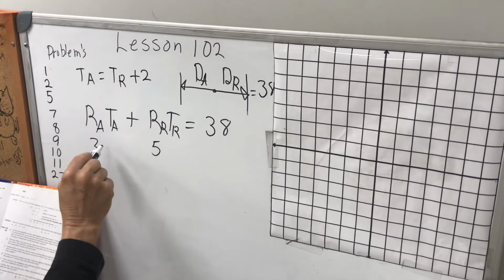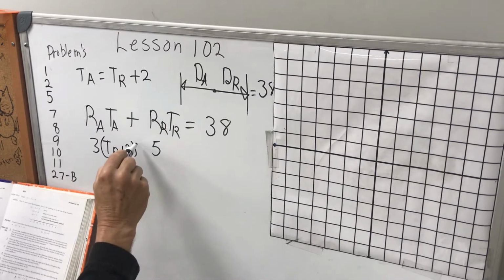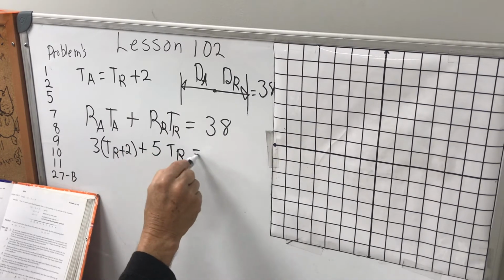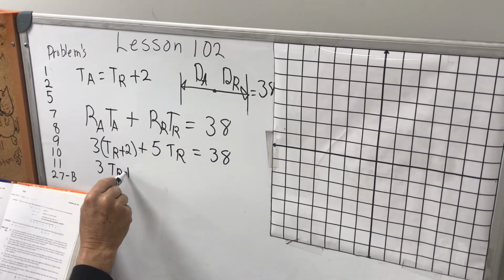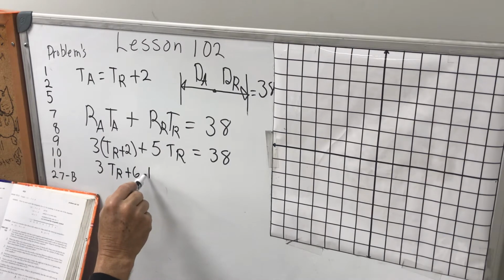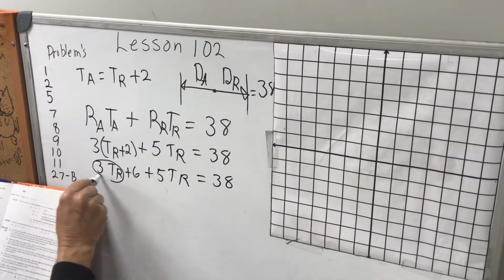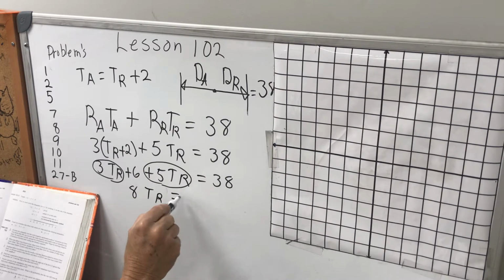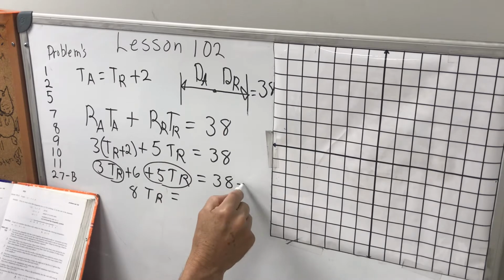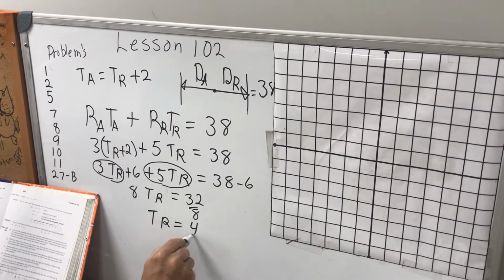Right here is TA. We can substitute TR plus 2 here. And this is plus 5 TR equals 38. And we have 3 TR plus 6 plus 5 TR equaling 38. The TRs we put together, that looks like 8 TR equals 38. And if we have a positive 6, it's going to be a negative 6. That's going to be 32. And divide that by this 8, we have TR equaling 4.